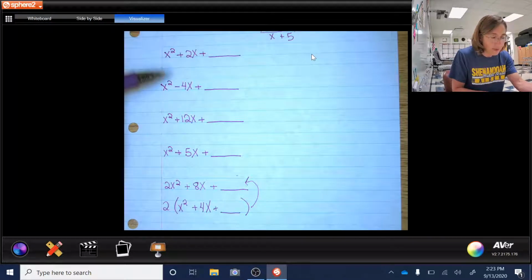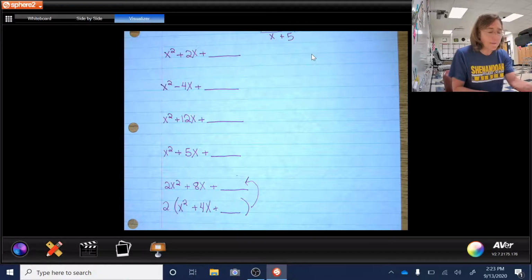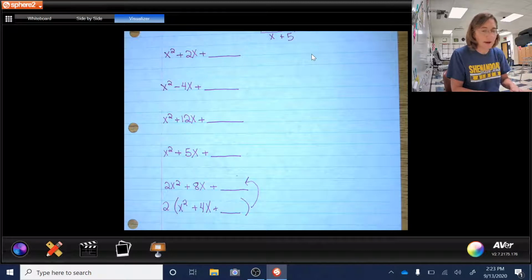Also, I put 1 with a minus sign, so think about what this will do in your problem. Okay, so go ahead and press pause, get those worked out, and I'll see you in a minute.